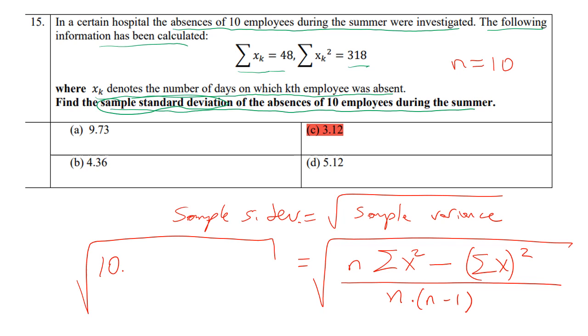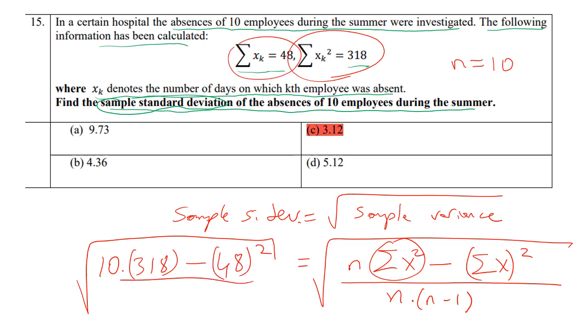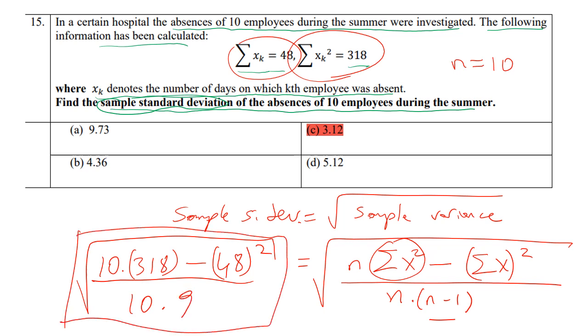And 10 times, what is this? This is 318, minus the sum of xk squared, so this is 48 squared, divided by n, which is 10, times n minus 1, it's 9. So we will do this calculation, and if we do this calculation, we will end up with 3.12. So you can use a calculator to do it.